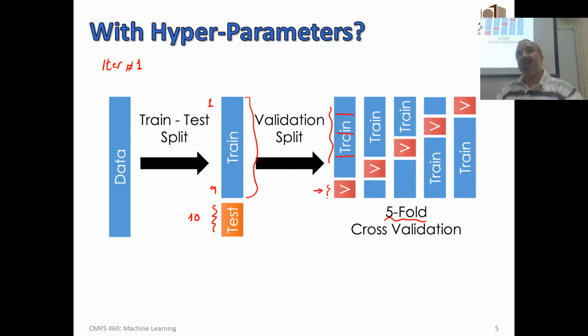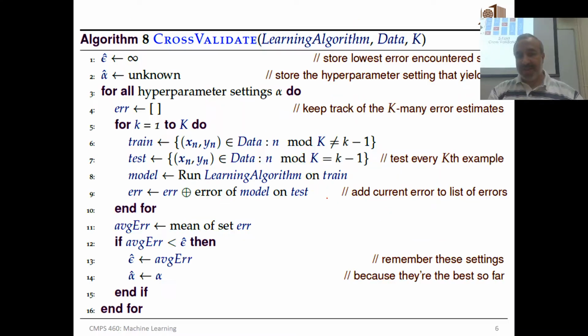The outer cross-validation is to get a better estimate of the performance. The inner one is to get a better model by tuning the hyperparameter. You will see that the algorithm in the book is for the inner cross-validation. So this is for tuning the hyperparameters. If you want to do the whole thing, then you put this inside another loop for testing.